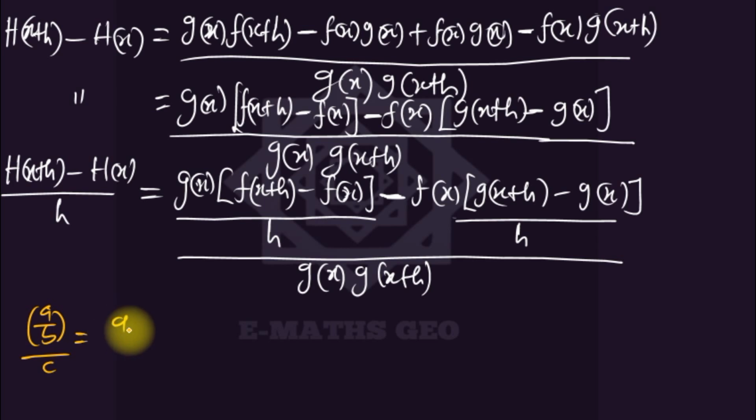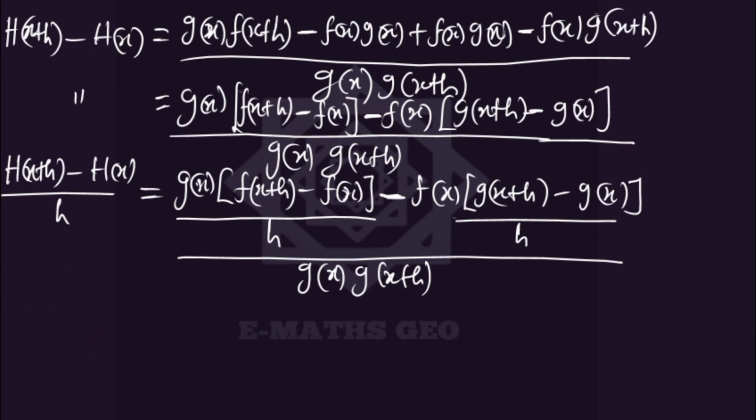You know it's the same as a over bc. So I can move b up. So that's what I did: instead of writing h down, I moved it up. And since we have subtraction, we'll split it, so each of the numerator will be divided by h. So that's what I did.